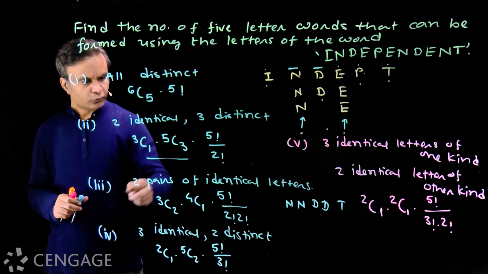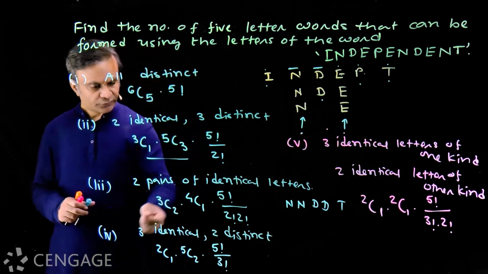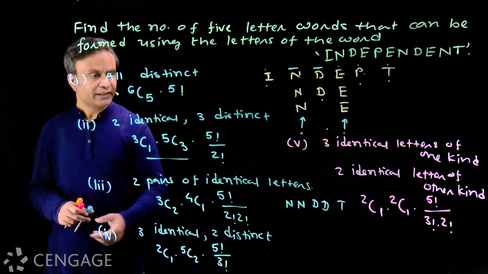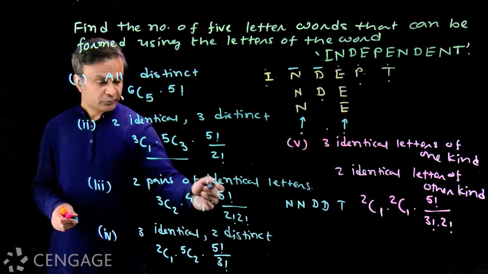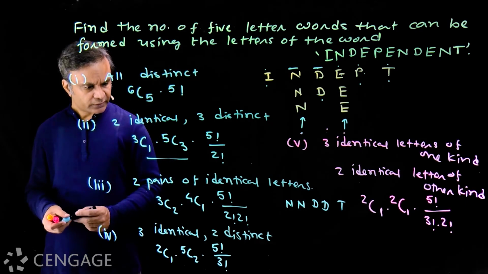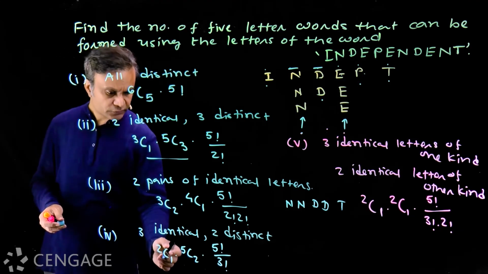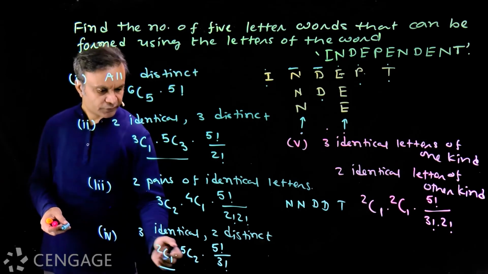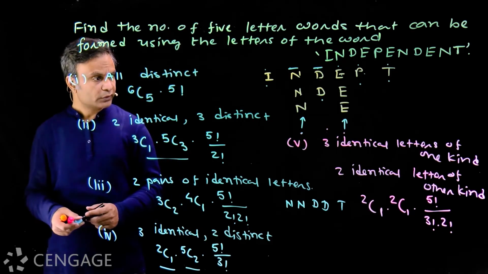Then we have 2 pairs of identical letters. We have 3 options to choose from, so we have 3C2 ways, and for the remaining one letter we have 4C1 ways. Number of ways of arrangements is 5 factorial over 2 factorial. Then we have 3 identical letters and 2 distinct letters. For one triplet of identical letters we have 2C1 ways, and for the remaining 2 distinct letters we have 5C2 ways. Number of ways of arrangements is 5 factorial over 3 factorial.